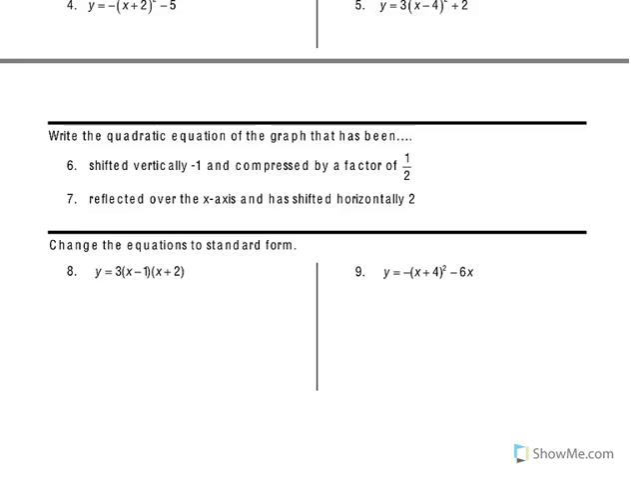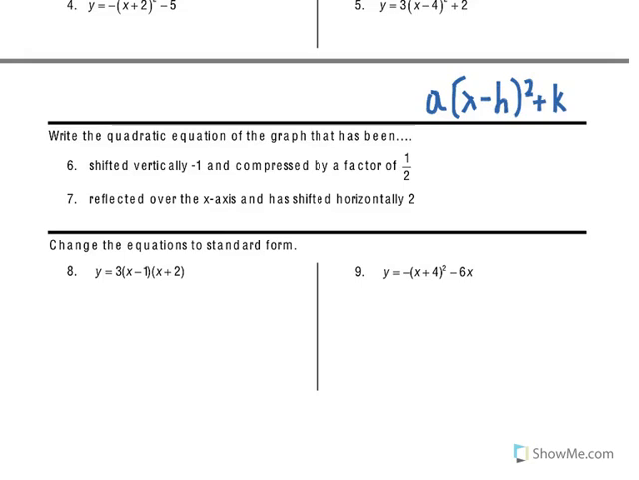Okay, this is a continuation of the Unit 5 Study Guide. For number 6 and 7, we have to write the quadratic equation of the graph that has been shifted vertically and compressed by a factor of 1/2. So we're going to write this in vertex form, which is a(x minus h) squared plus k.